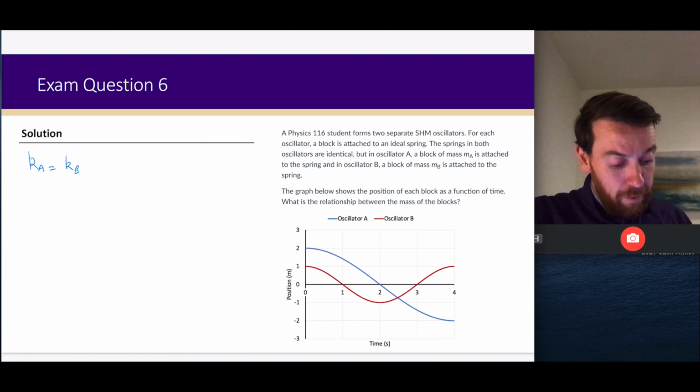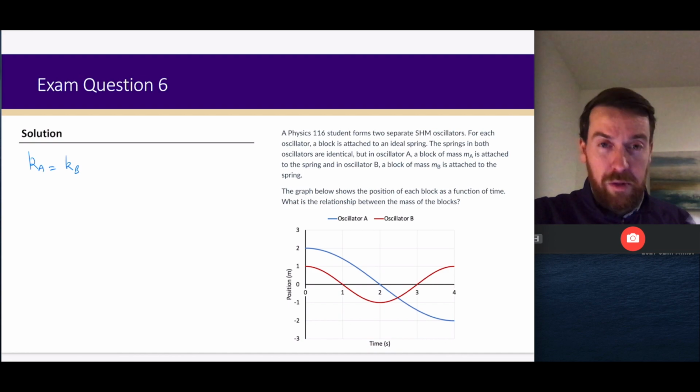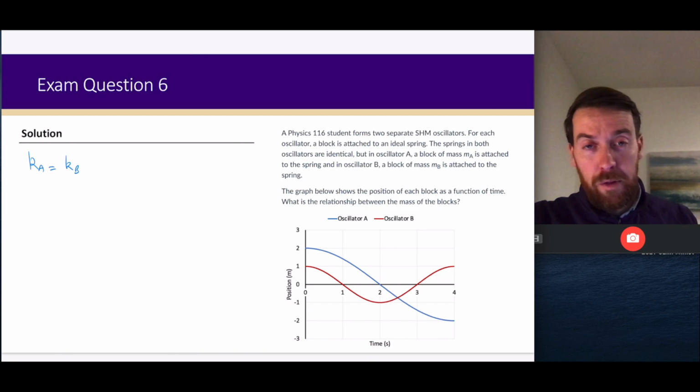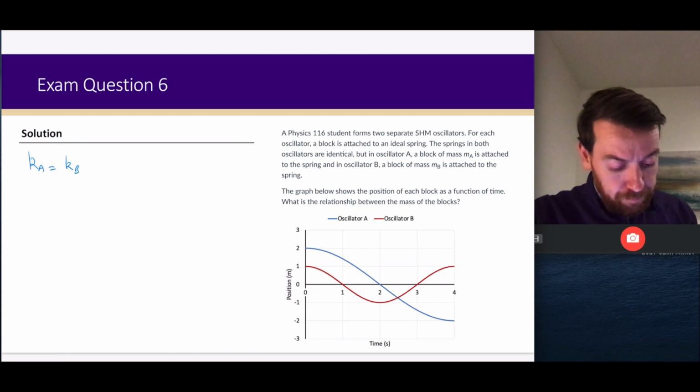Then we're given a graph of position versus time, and we need to denote period information from that graph. We can see here that they do have different periods. We're trying to determine the relationship between the masses of the blocks, and that will come from the relationship between the periods.